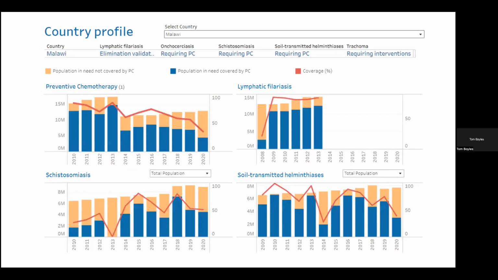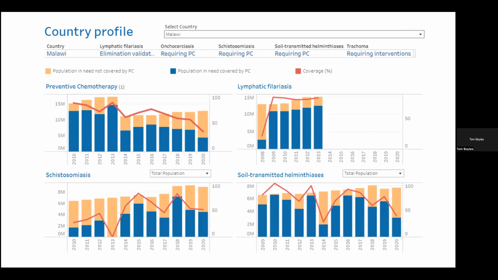Compare that to Malawi. You can just type in Malawi and see how well they're doing. Their percentage is up to 50% overall, schistosomiasis around 50%, and similarly very high for lymphatic filariasis and soil transmitted helminths. So you can see that South Africa is lagging behind.